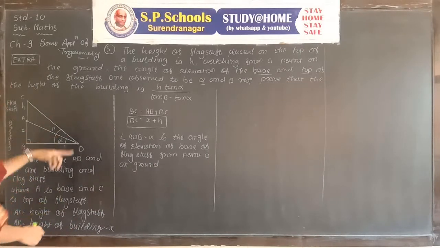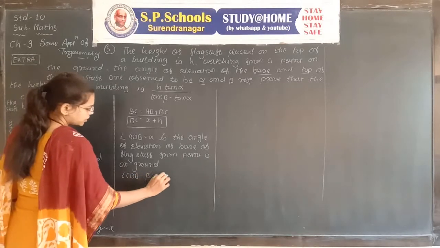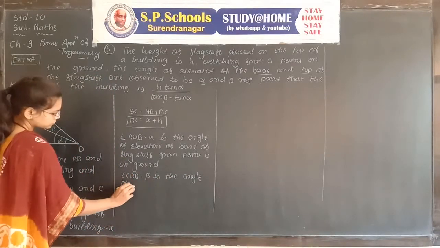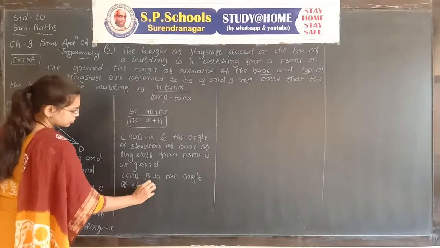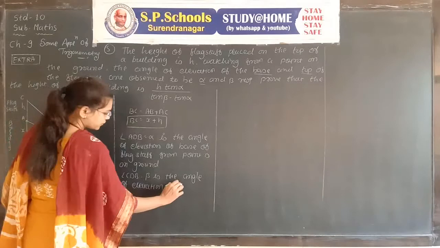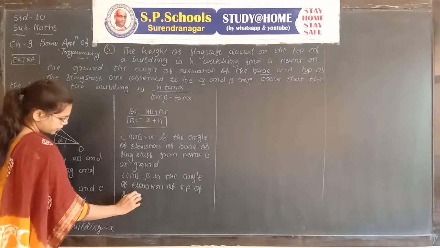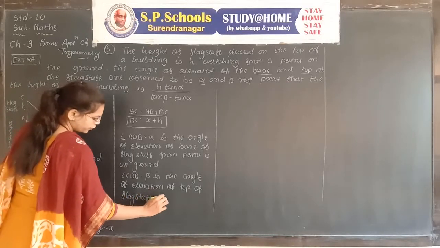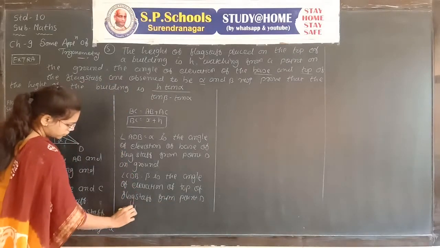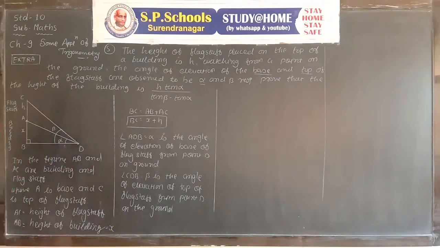Same way, angle CDB is equal to beta, is the angle of elevation of top of flagstaff from point D on the ground. Completed.